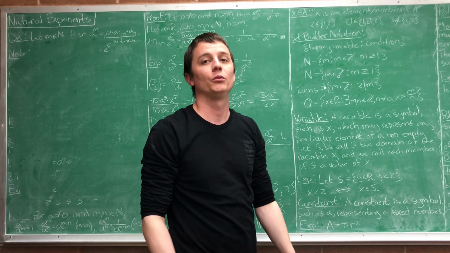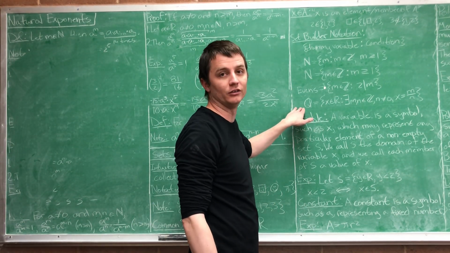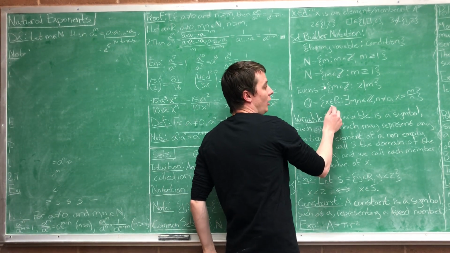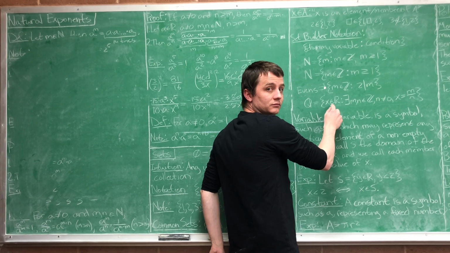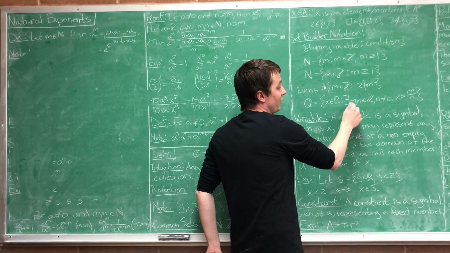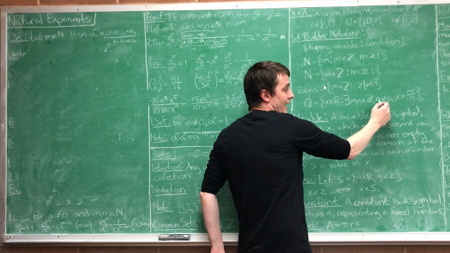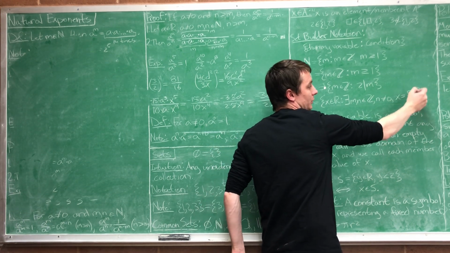Okay, now let's talk about the rationals. Let's actually write out the rationals now. What are the rationals? The rationals are the set of all real numbers x where there exist two integers m and n, where n is not equal to 0 and x is equal to m over n.